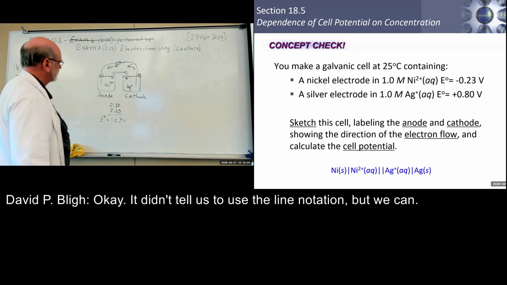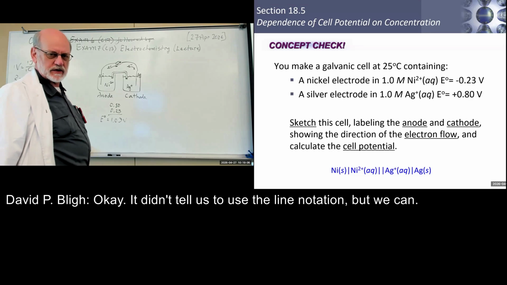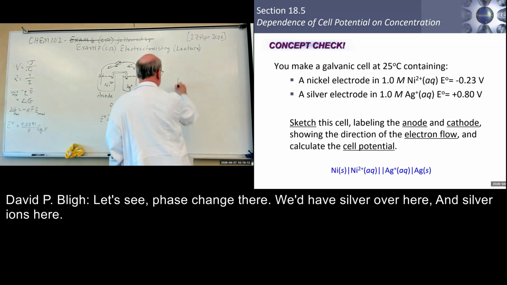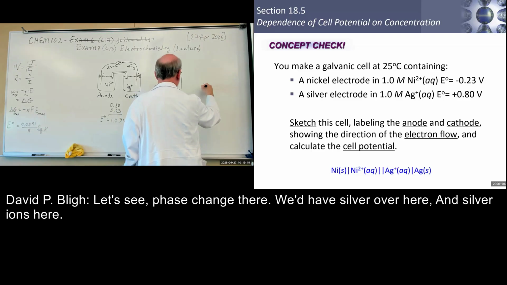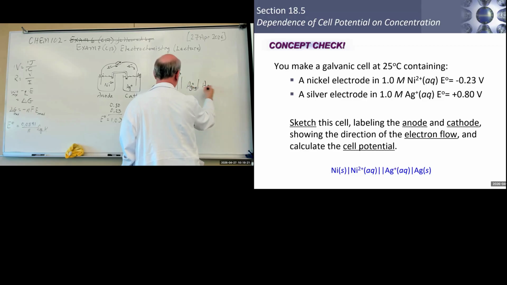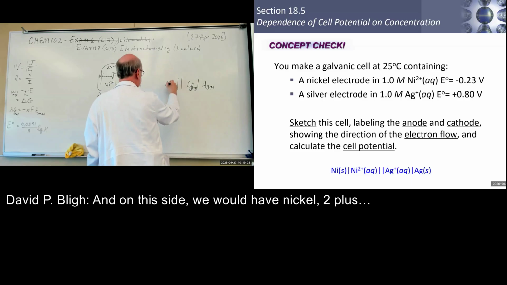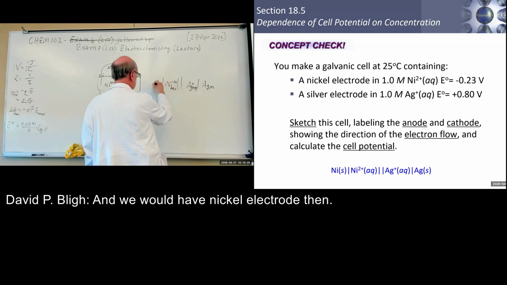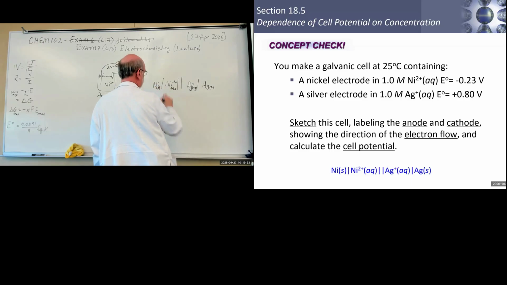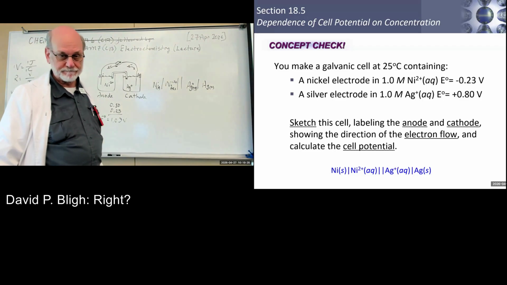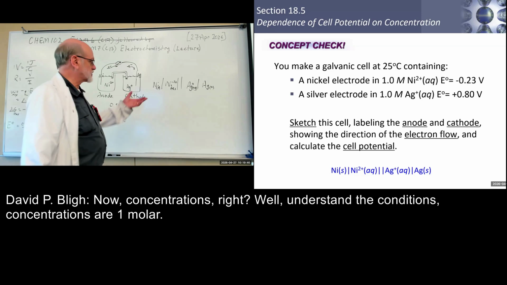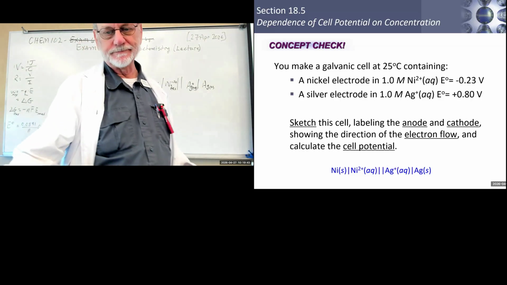Oh, okay. It didn't tell us to use the line notation, but we can. All right, so we would have a phase change here, and a phase change there. We'd have silver over here and silver ions here. And on this side, we would have nickel 2 plus, and we would have the nickel electrode there, solid. Right? Now, concentrations? Well, under standard conditions, concentrations are 1 molar.